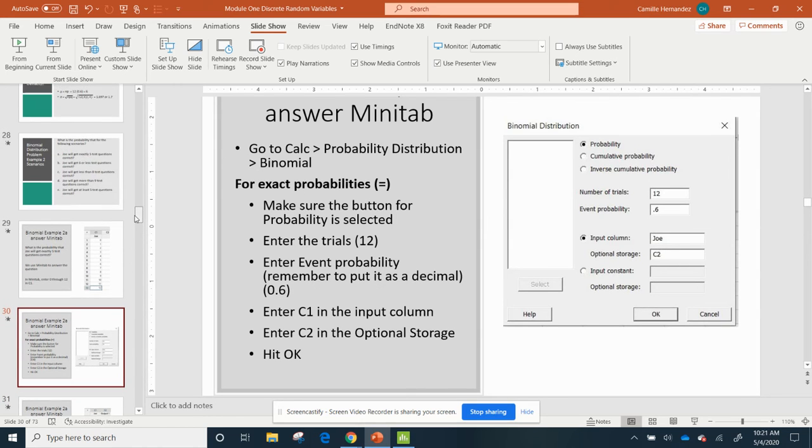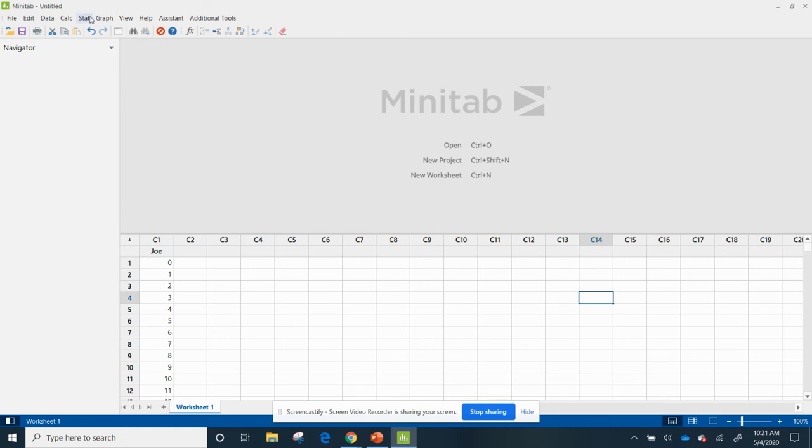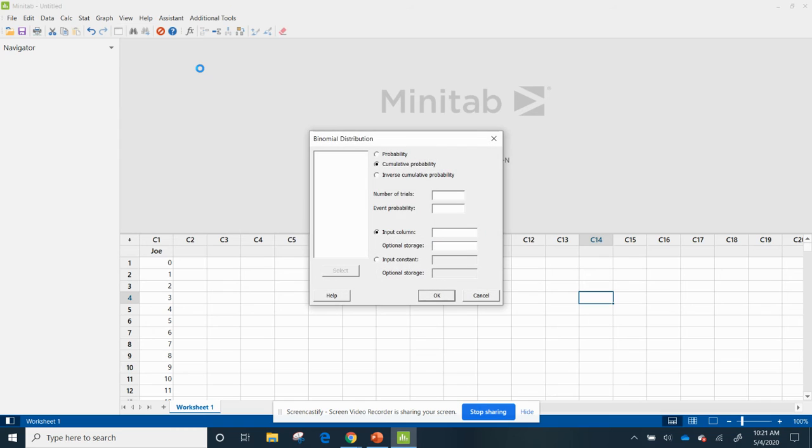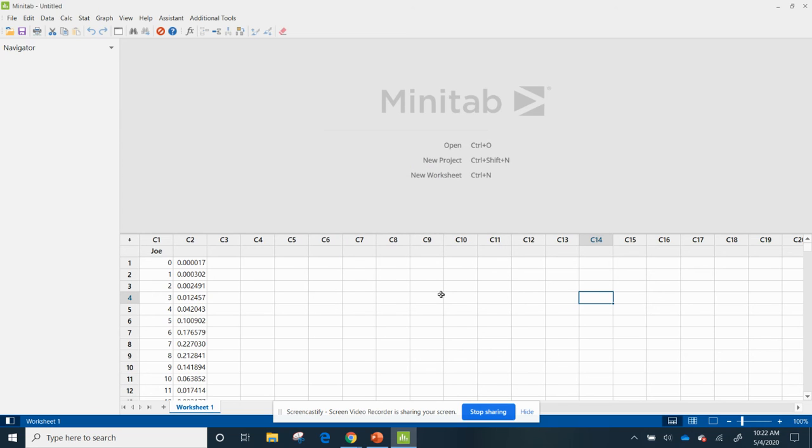All right, so let's go back. I'm going to go to Calc, and I'm going to do probability distributions. I'm going to go to binomial. I'm going to go to probability. I'm going to put my number of trials in, which is 12. And I'm going to put the success in here, which is 0.6. Okay. My input column that I'm getting my values from is Joe. And then I'm always going to do the next one, C2 here. Okay. And I'll show you why in just a second. I'm going to hit OK. And look what it did.